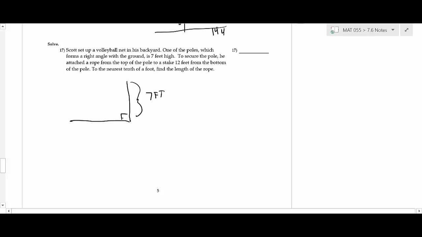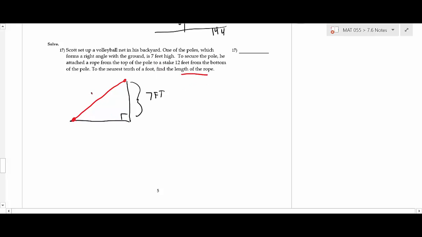Then it says to secure the pole, he attached a rope from the top of the pole to a stake on the ground. That's supporting it, so that's making a right triangle. The stake is 12 feet from the bottom of the pole. Now we're finding the length of the rope.